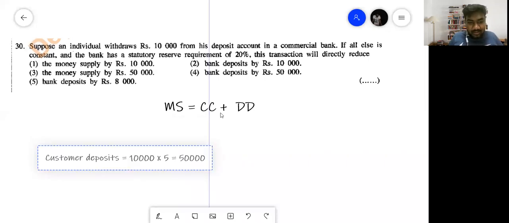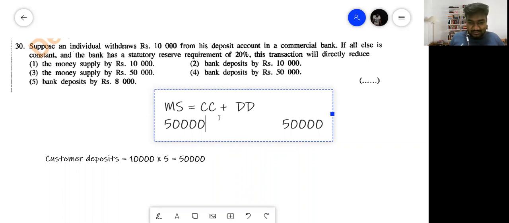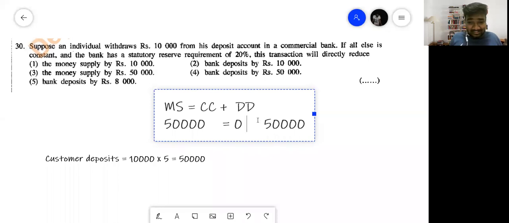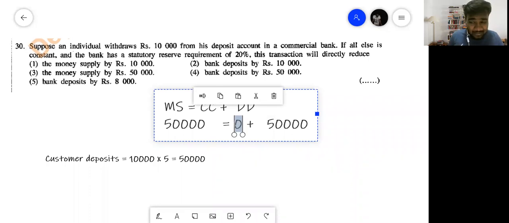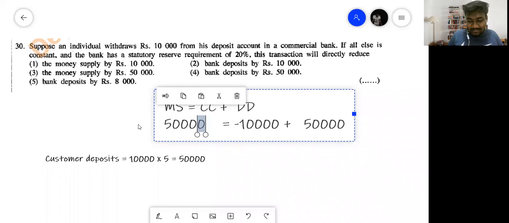Now listen very carefully. When a customer deposits 10,000, deposits will increase by 50,000, so it will create credit. Does money supply also increase by 50,000? Is this correct? This is not the case. This is wrong. A person depositing 10,000 means his currency held by public, the amount of cash he has, is reducing. So this is a minus 10,000. Money supply only increases by 40,000.